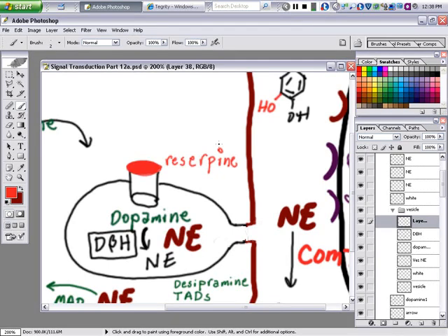Let's see, we have some more. Okay, yes, here it is. Now reserpine is a sedative. It makes you sleepy. And that should make sense. Right?